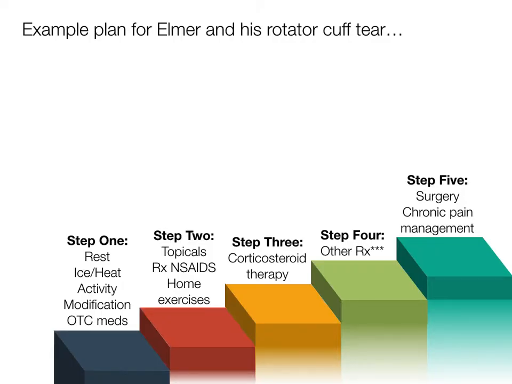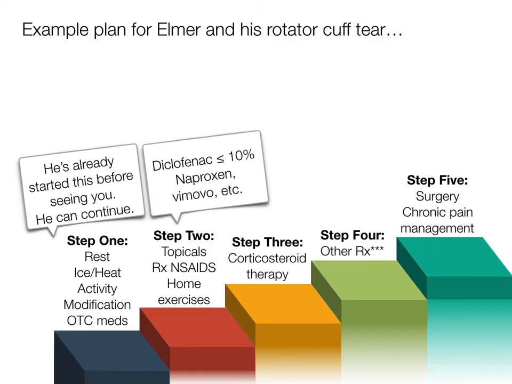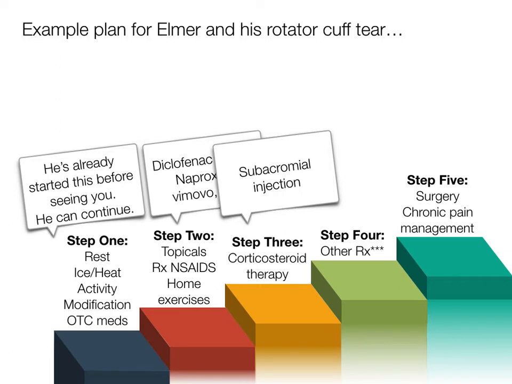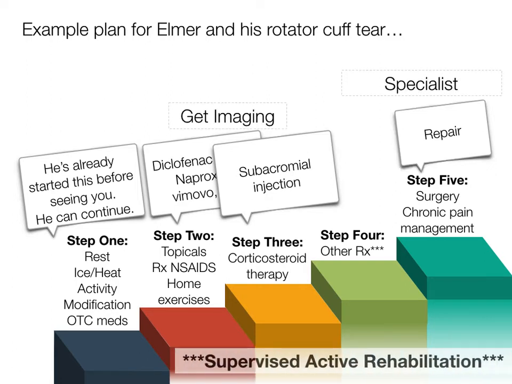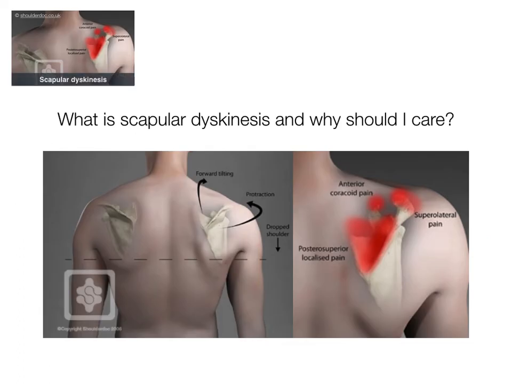Here's our staircase. So the injection of choice here would be a subacromial injection to start off with. Note the heavy emphasis on supervised active rehabilitation at really all the steps after step 1. It's kind of the underpinning for this whole process.